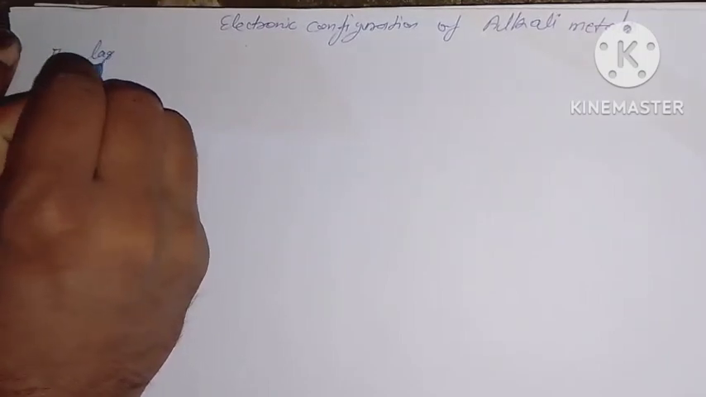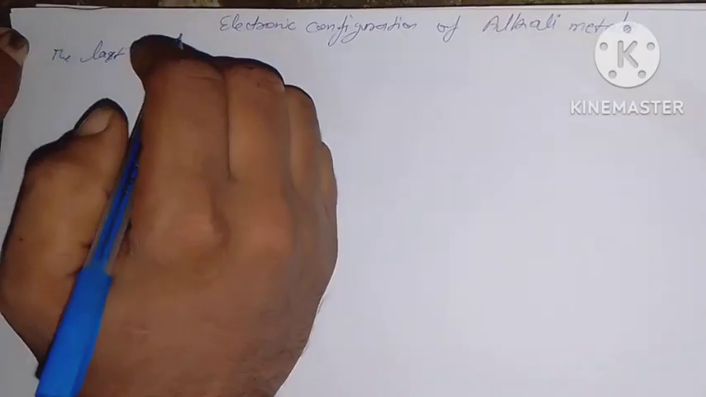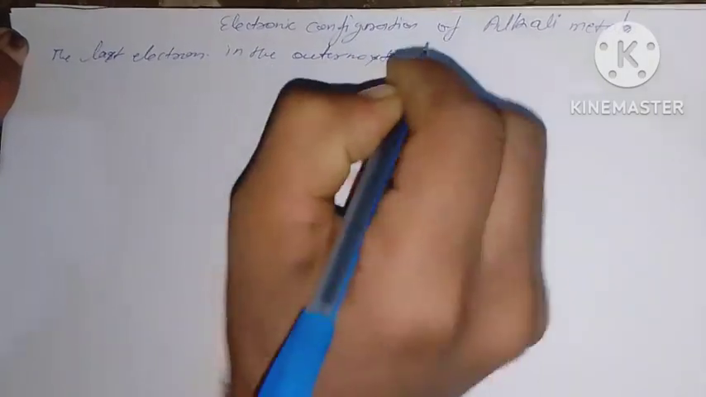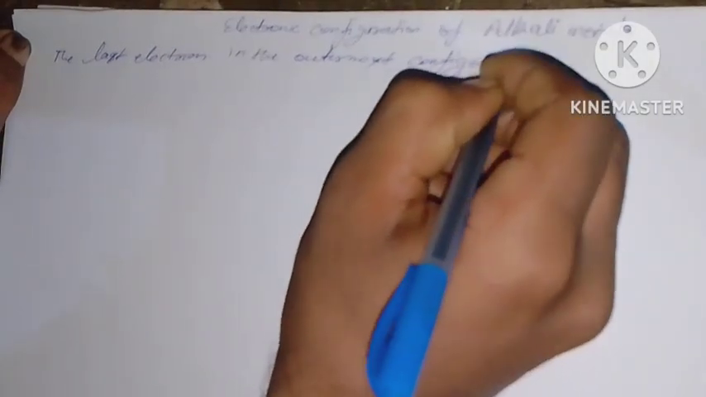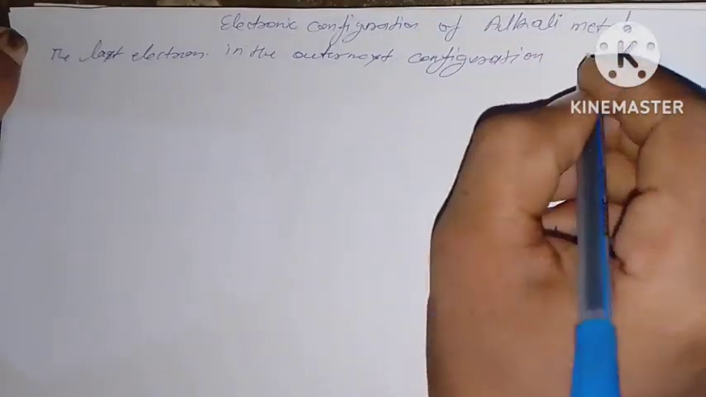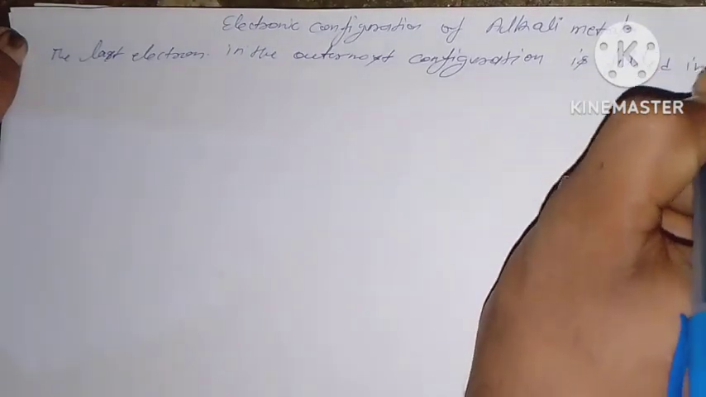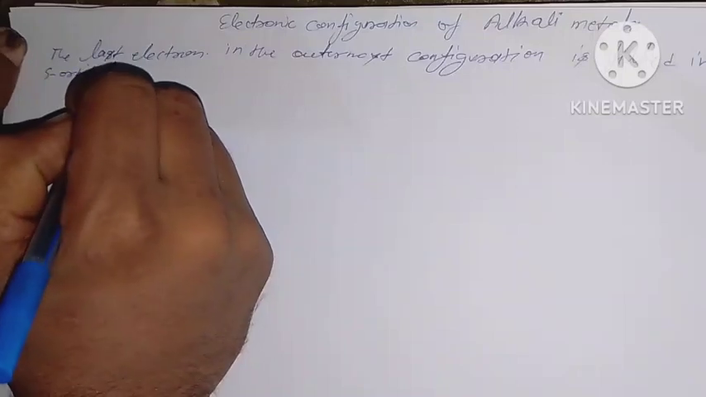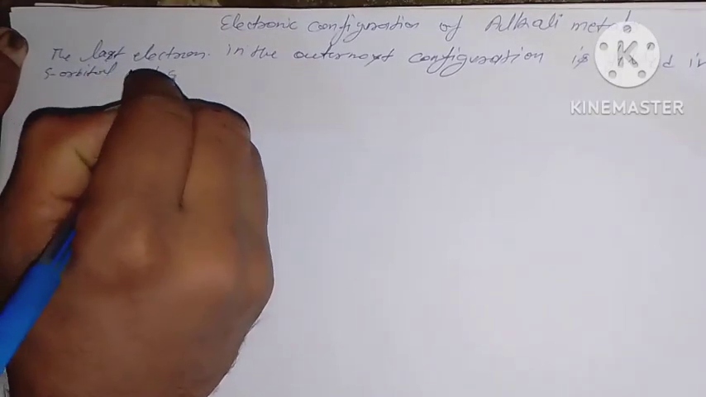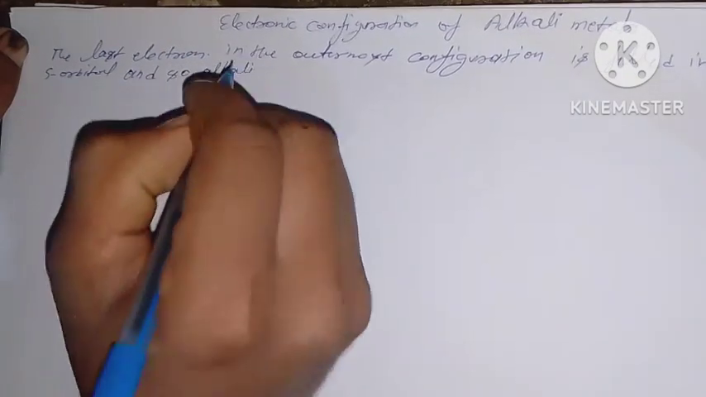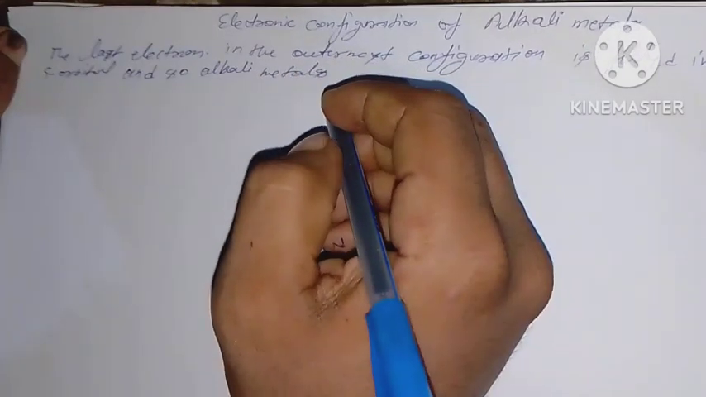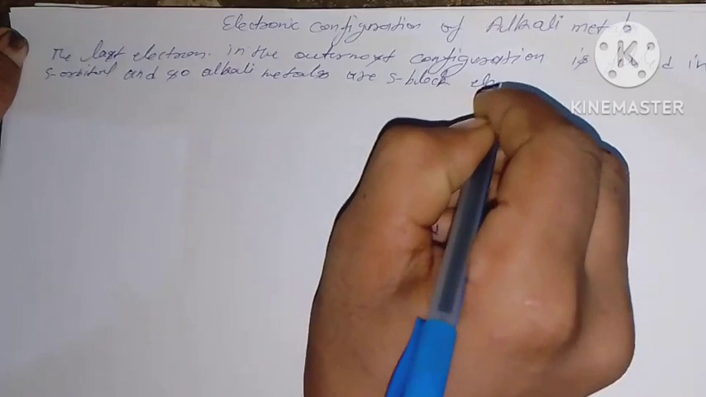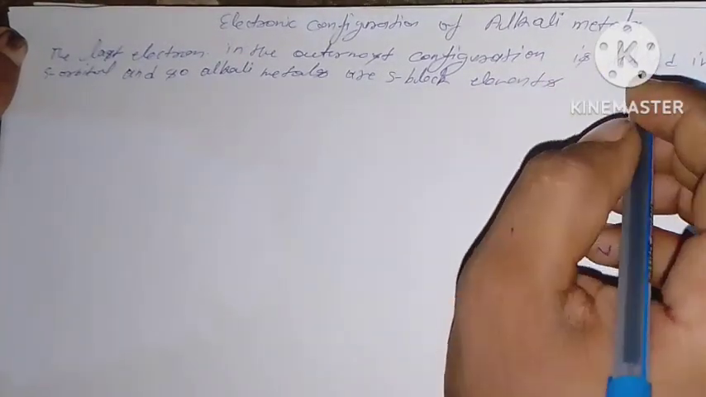The last electron in the outermost configuration is filled in s orbitals, and so alkali metals are s-block elements and are non-transition metals.